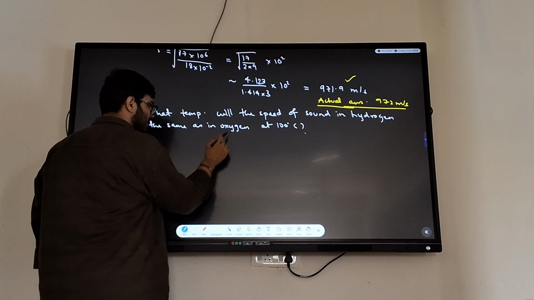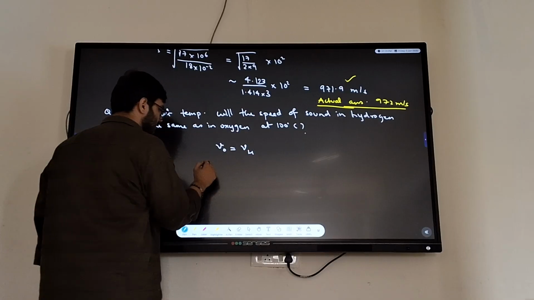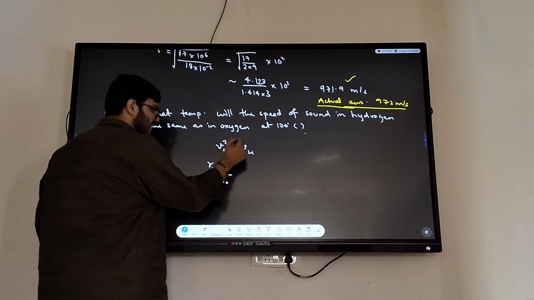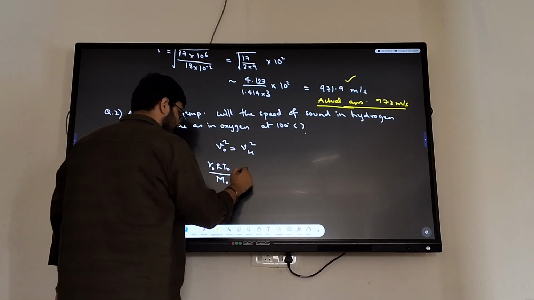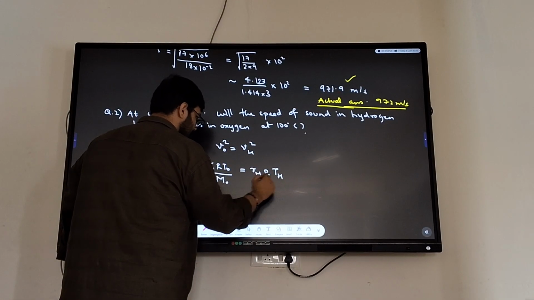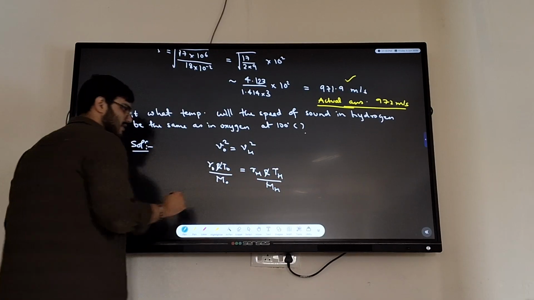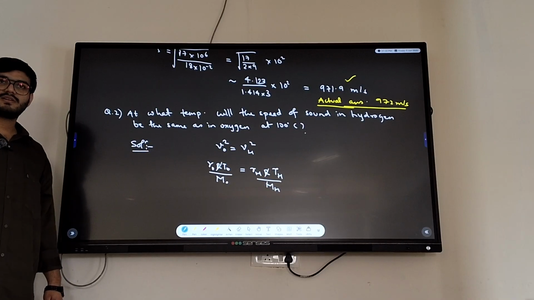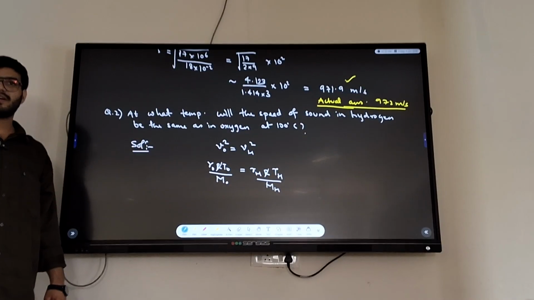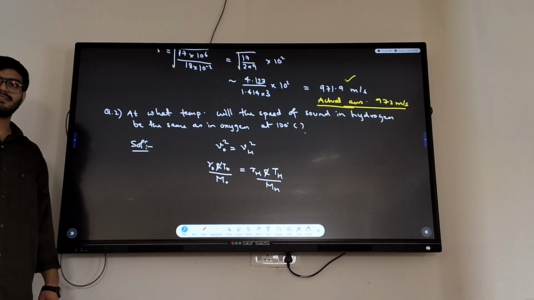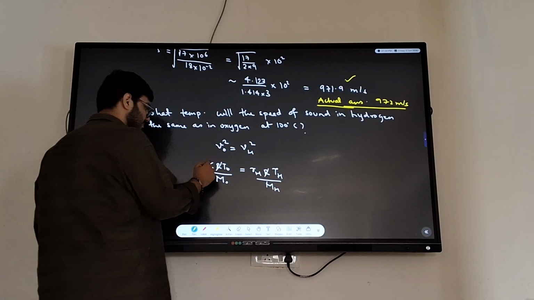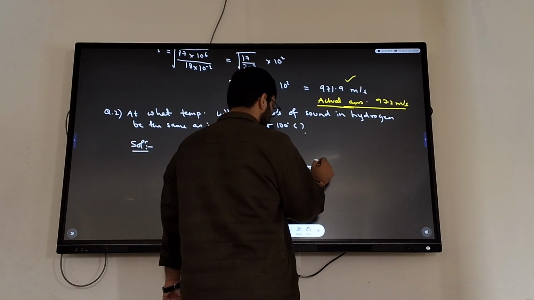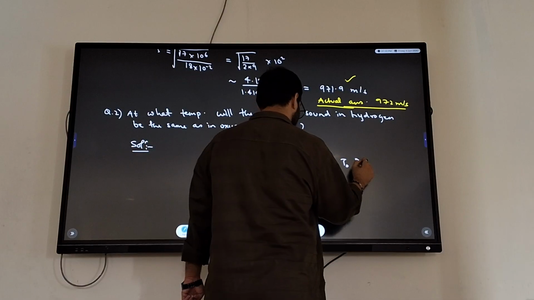γ R T by M ना, तो v of oxygen, v of hydrogen, γ_O R T_O by M_O, and take the square. Let's take the square. Then you will get something like γ_H R T_H by M_H. Now γ_O and γ_H, what are they? Are they same or not? Hydrogen and oxygen both are diatomic gases, so they will both have the same gamma. है ना? Then what is T_H? So T_H will be equal to T_O M_H by M_O.